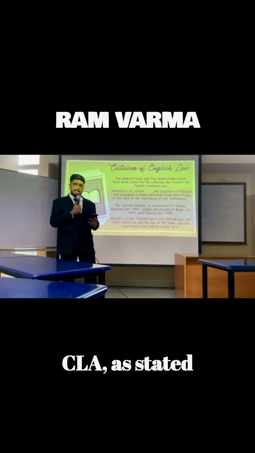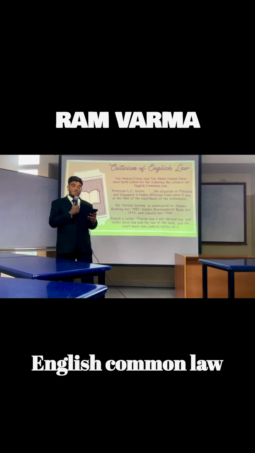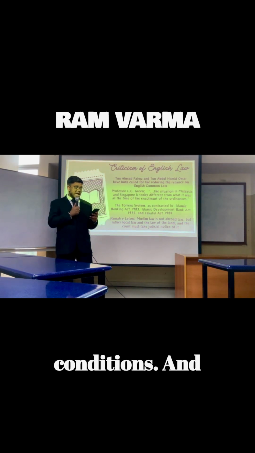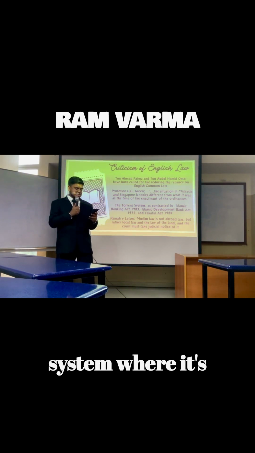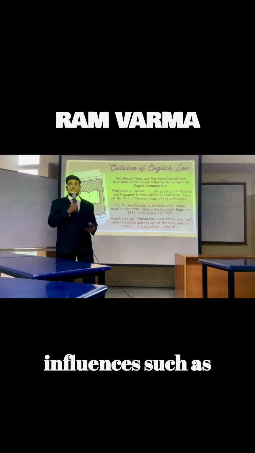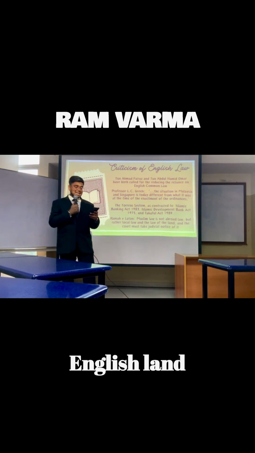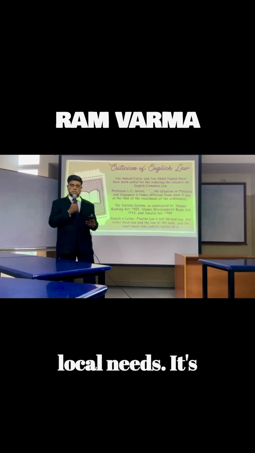Section 3 of the CLA, as stated earlier, supports the adaptation of English common law to fit local conditions, and reference may be made to the Torrens system, where it is highlighted as an example of how Malaysian law blends various influences, such as the Torrens system from Australia, and we can also look at English land principles and local needs.